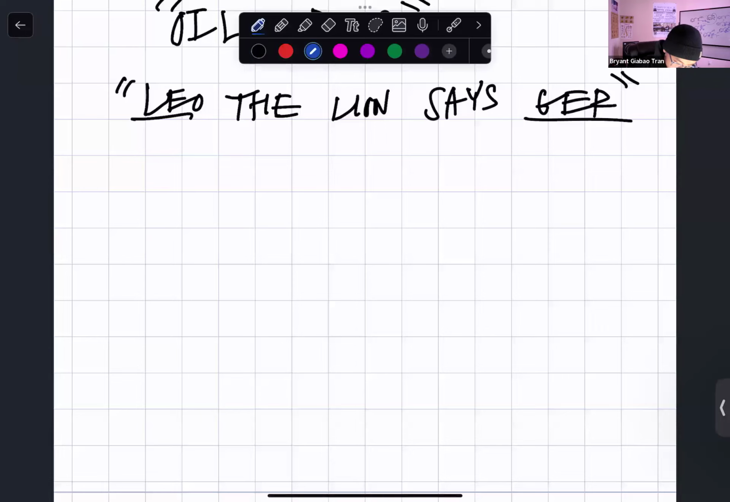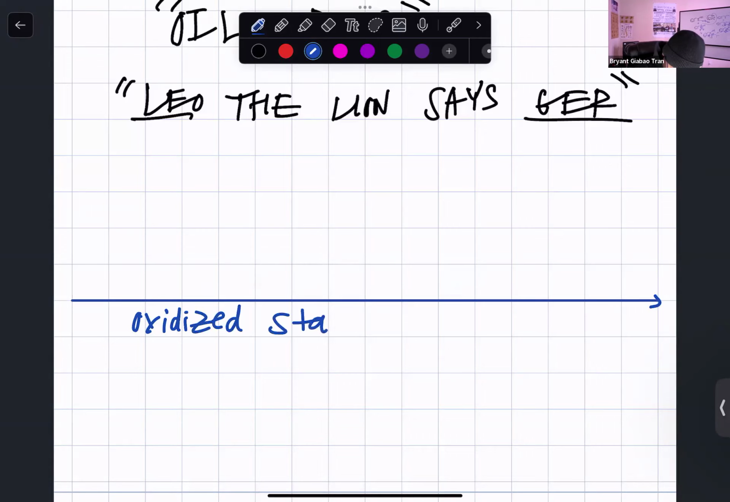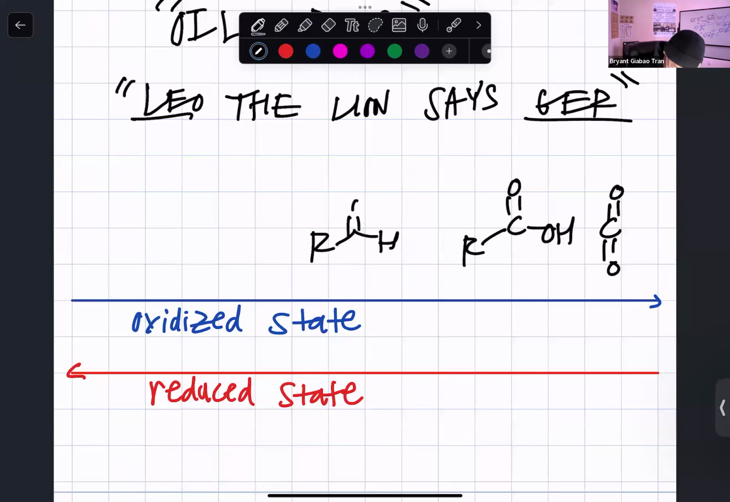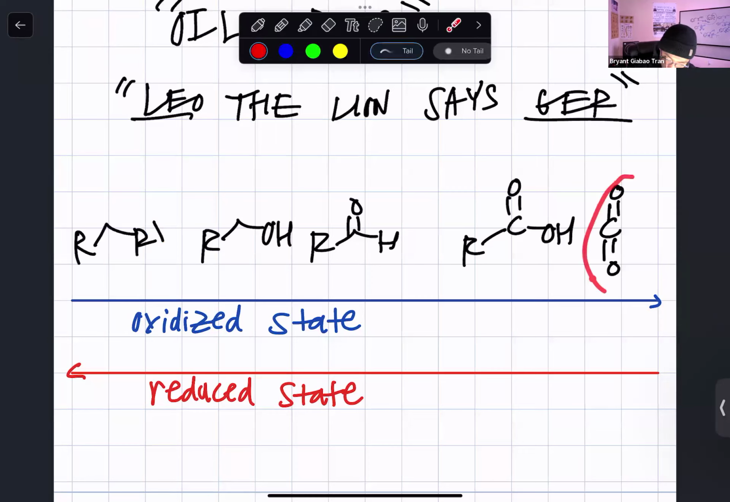So let's talk about this in terms of organic chemistry and biochemistry. I'm going to put the most oxidized state from left to right, and the most reduced state from right to left. Okay, so the most oxidized state is going to be the carbon dioxide, and then the carboxylic acid, and then the aldehyde, and then the alcohol, and then the alkane, right? This carbon dioxide here is the most oxidized state because it has the most bonds to oxygen. This alkane right here is the most reduced state because it has the least bonds to oxygen and the most bonds to hydrogen, we could say, right?